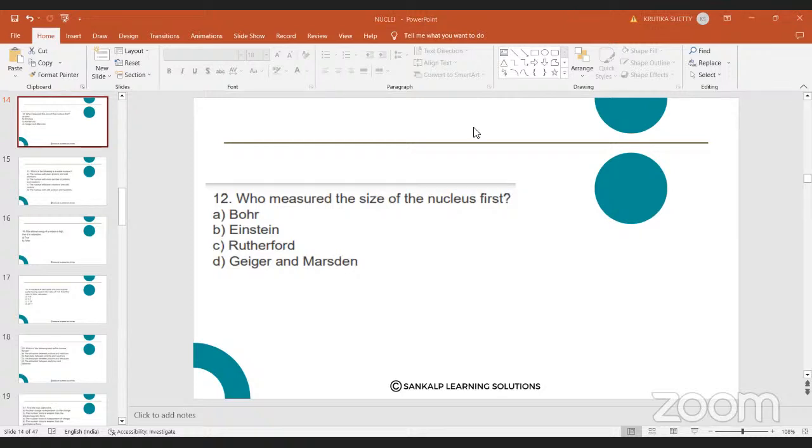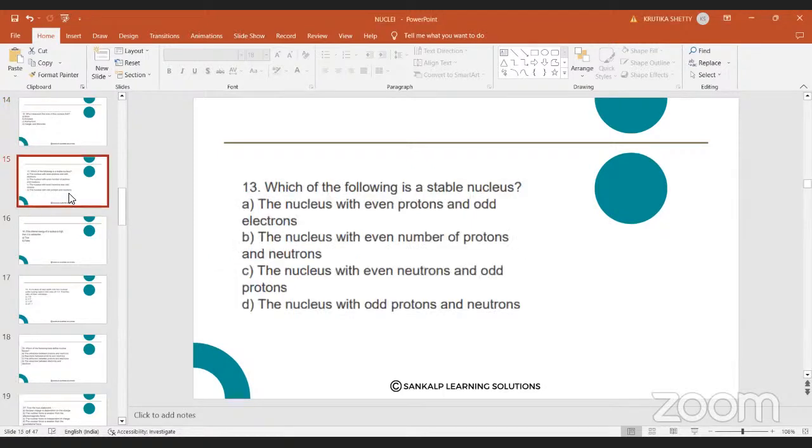Nucleus and Einstein, what is the relation? Yes, it was given by Rutherford. Yes, Lohit, you are right. That is, it was given by Rutherford, students. Rutherford gave the size of the nucleus first. Option C is correct. Then the next question.